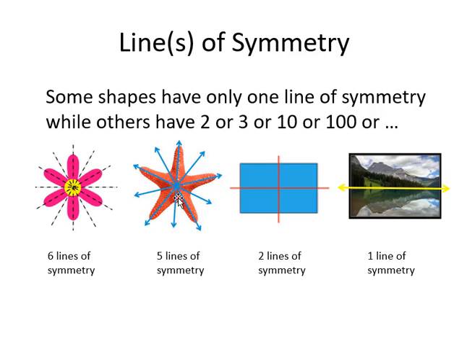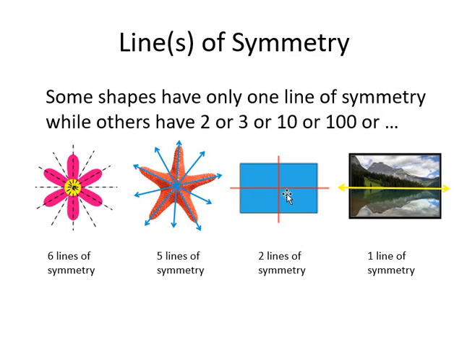Okay, the starfish also has several lines of symmetry. It has the vertical line, and it has four diagonal lines. So there's 5 lines of symmetry in a starfish.